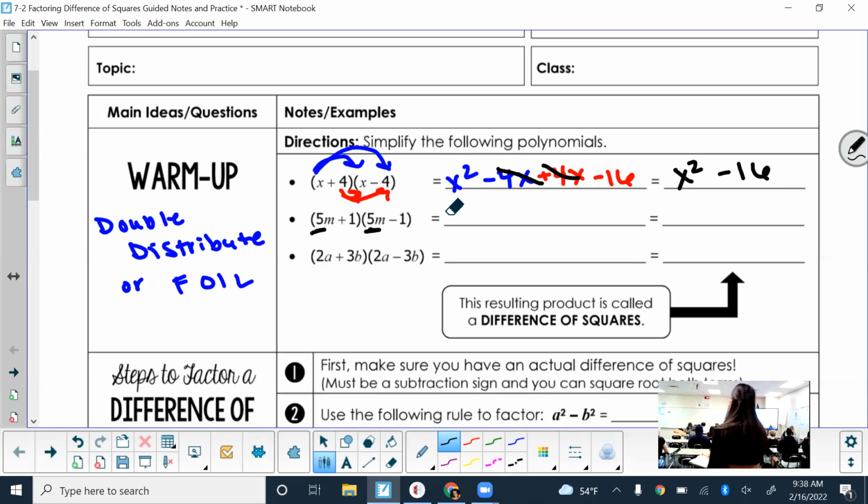What's 5 times 5? Good, and then m times m is m squared. All right, and then multiply the outer term in each parentheses. So it's 5m times -1. Good, and then 5m times +1, positive 5m, and then multiply the last term in each parentheses. What's 1 times -1?